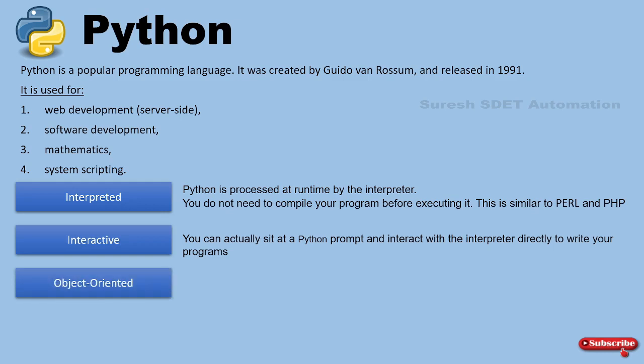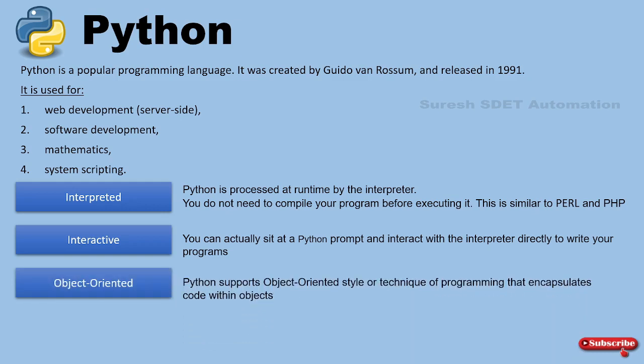And Python is an object-oriented programming scripting language. So it supports all the object-oriented styles and programming techniques that encapsulate code within objects. We have a few topics related to this, and we're going to discuss that in our practical sessions too. So we'll be doing those sessions soon.